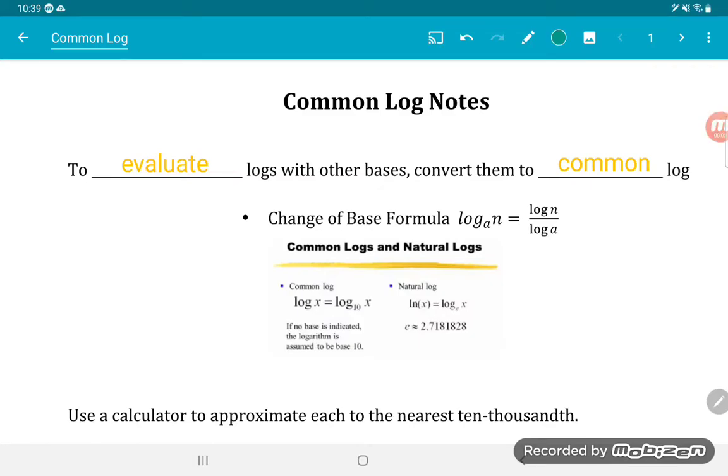In this video, we're going to talk about common logs. To evaluate logs with other bases, we're going to convert them to common log. The first formula we're going to use is the change of base formula: log base a of n equals the log of n divided by log a. Very important: if we have a log and it has no base, the base is assumed to be 10.